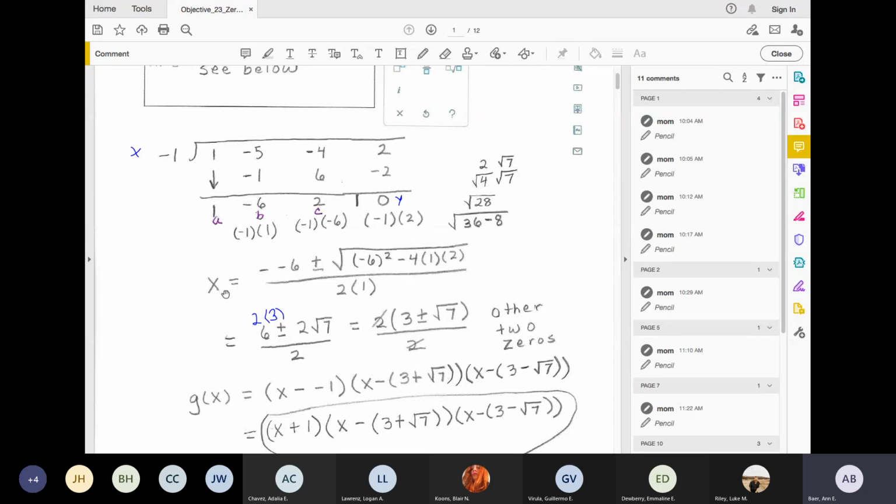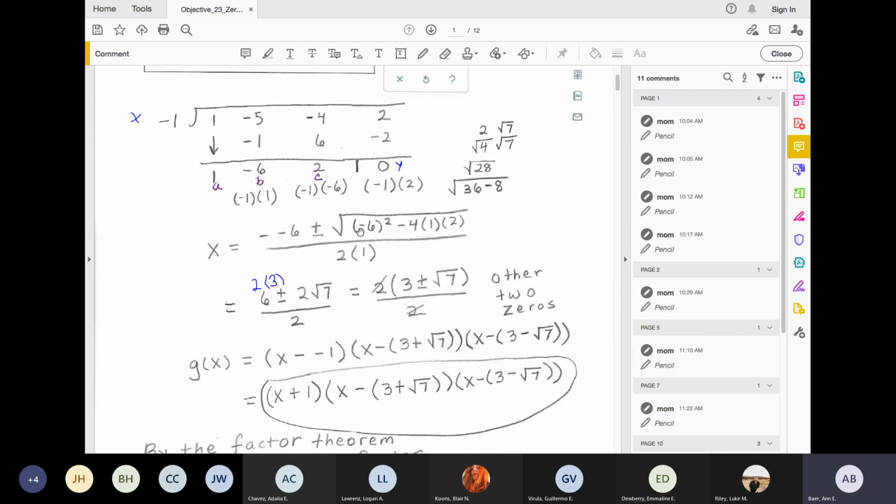So let's start with x equals negative b. What's our b? Negative 6. Plus or minus the square root of b, negative 6 squared, minus 4, our a is 1, minus 4ac, and our c is 2. All over 2 times a, which is 1.